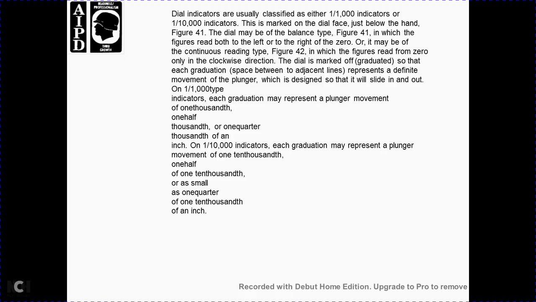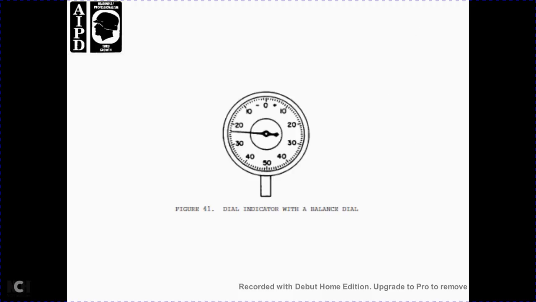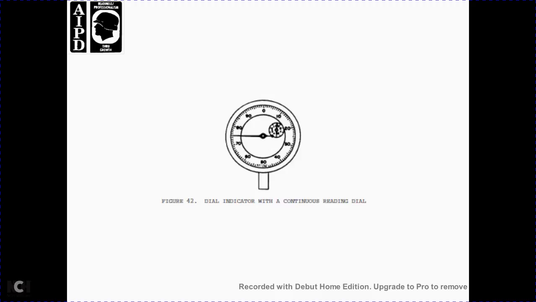The dial is marked off with graduations, and the space between adjacent lines represents a definite movement of the plunger as it slides in and out. On the 1/1000 type of indicator, each graduation represents a plunger movement of 1/1000, 1/2 thousandth, or 1/4 thousandth of an inch. On the 1/10,000 indicator, each graduation represents a plunger movement of 1/10,000, or 1/2 of 1/10,000, or a smaller 1/4 of 1/10,000th of an inch. Figure 41 shows the dial indicator with a balanced dial. Figure 42 shows the dial indicator with a continuous reading.